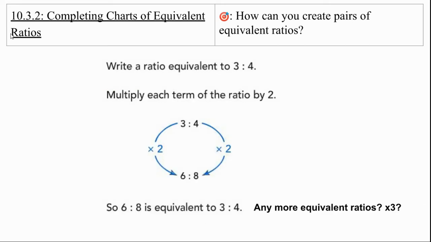So writing a ratio equivalent to 3 to 4, we're going to multiply each term of the ratio by 2. So 6 to 8 is equivalent to 3 to 4. Any other equivalent ratios you can think of? How about if we multiplied both by 3? Think about what you would get.